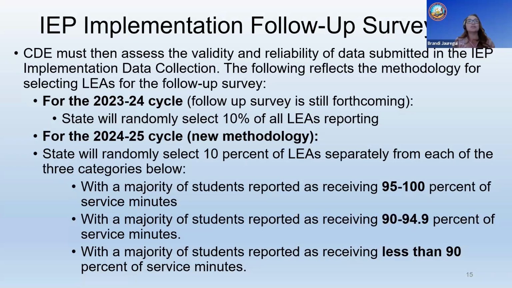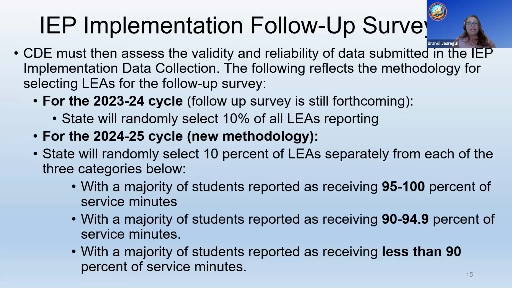And that is going to use the same methodology as we did in the prior year, which is we're going to randomly select 10% of LEAs that submitted data in the 23-24 IEP implementation data collection, and we will send you a survey. That survey is about 5 questions long. It takes about 5 minutes to complete. And if you receive that email and you're one of those 10% of LEAs, you are required to return the results. So we will be following up if you do not submit that survey.